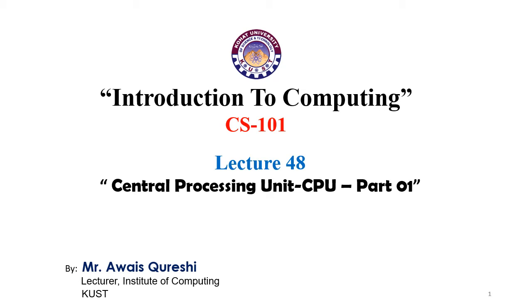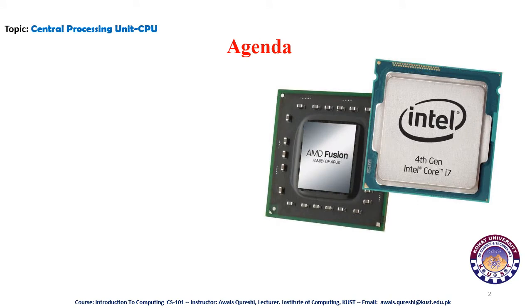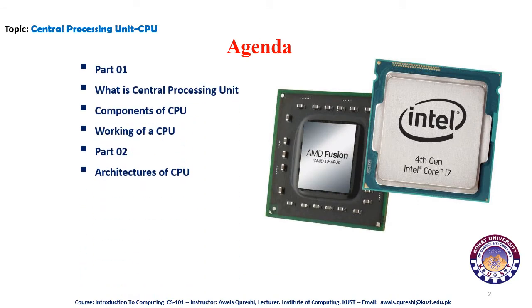It's lecture number 48, and today we will discuss the Central Processing Unit. So, what is today's agenda? Today we'll discuss what a Central Processing Unit is, and after that we'll study the components of the CPU and how it works. This is part 1 of the lecture. Later, in part 2, we will study the architecture of CPUs, different CPU architectures like Intel and AMD CPUs. Then we will see how those architectures work together.